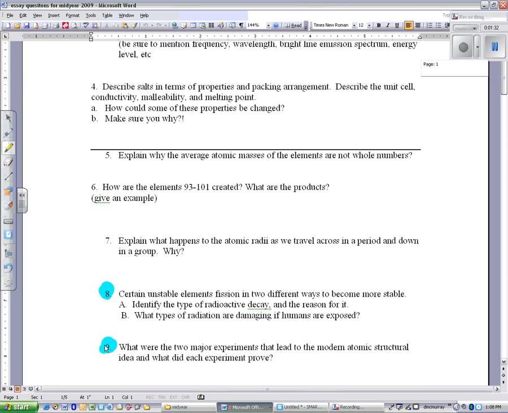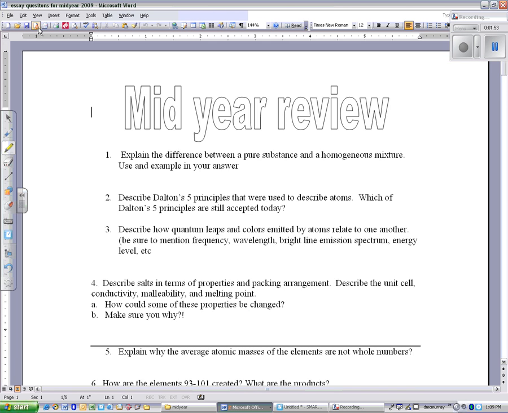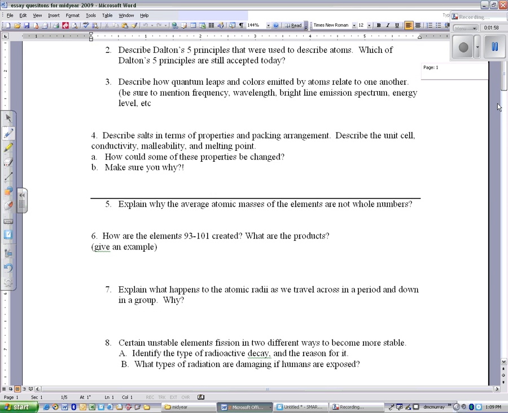When you're answering any of these essays, remember the question will be rubriced out into points according to what it's asked. For instance, suppose we were to look at number 8. Number 8 says certain unstable elements fission in 2 ways to become more stable. Identify the type of radioactive decay. Well, you're going to want to identify 2 different types of radioactive decay, one of which would be beta decay, the other one would be alpha decay. So you might get a point for saying beta in a sentence as well as alpha.